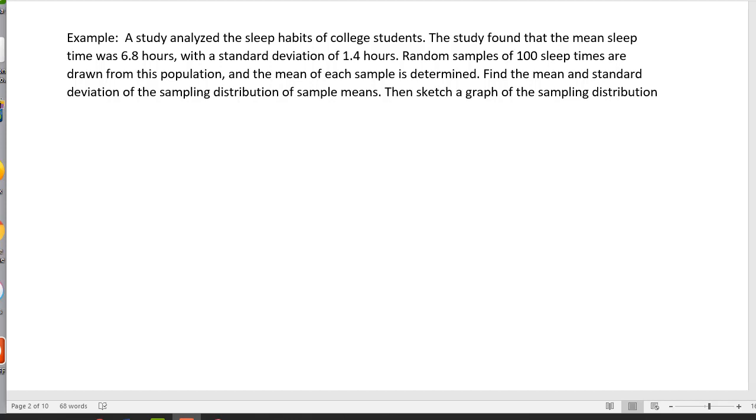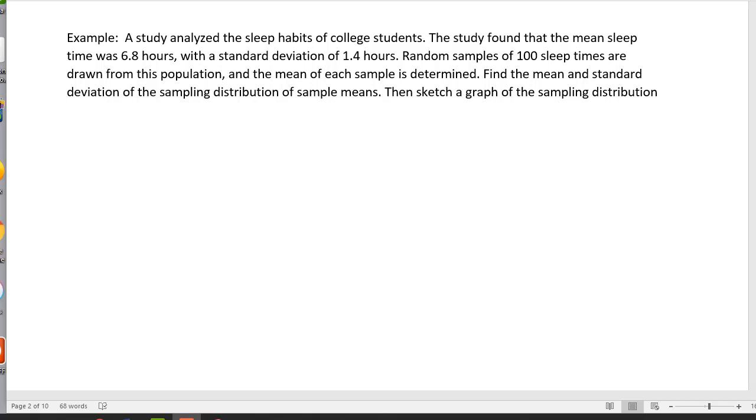So I stole this out of a textbook so I could copy and paste without having to write all of these words. So please pause the video, write this example down for yourself, and then unpause and come back, and we'll do this together.